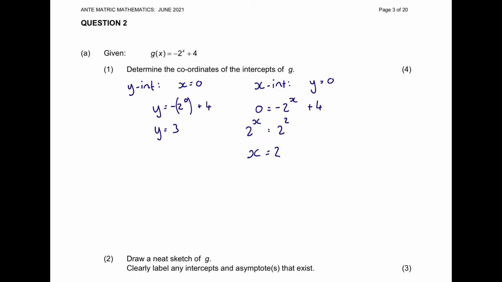Now they asked for the coordinates of the intercepts of g, so it's not good enough just to leave your answer like this. For the first one, you're going to say x is 0 and y is 3. And for the second one, we're going to say x is 2 and y is 0.